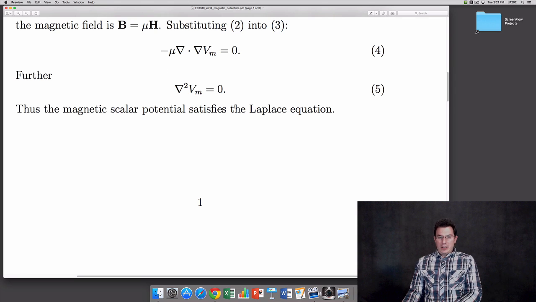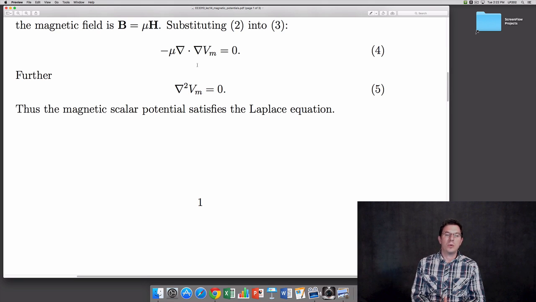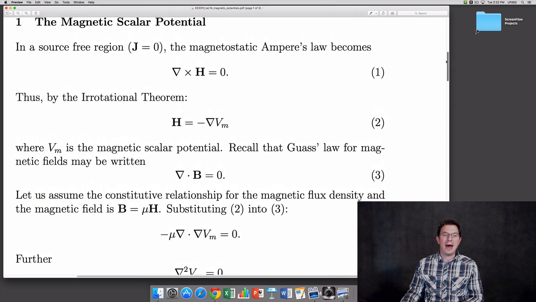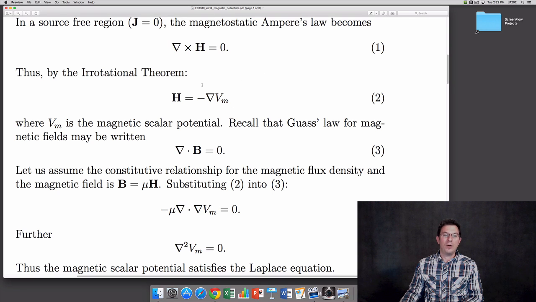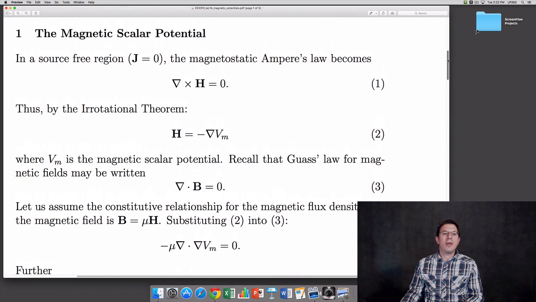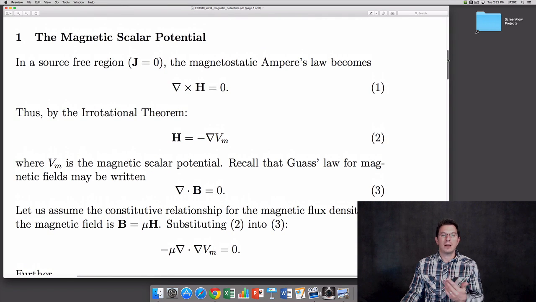So if we understand how to solve the Laplace equation in the electrostatic case, sometimes we can solve the Laplace equation in the magnetostatic case. After we find the magnetic scalar potential V sub m, we can go back and operate with the gradient on the potential to get the magnetic field H when we're all done. So that's the magnetic scalar potential.